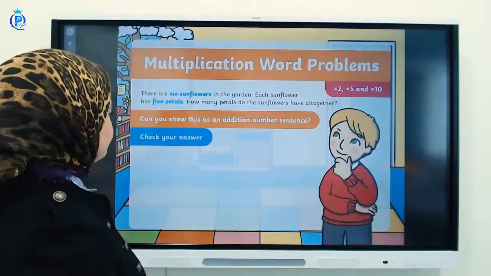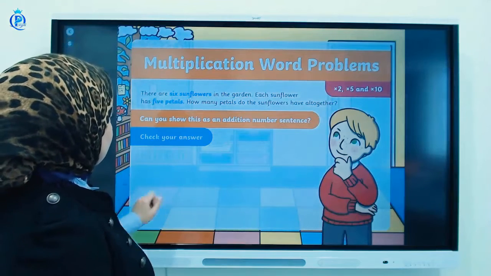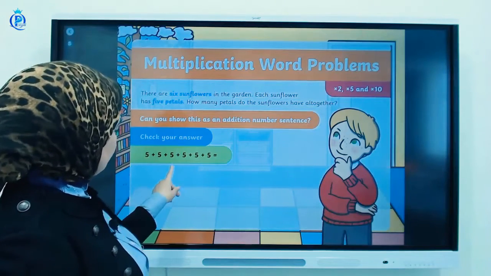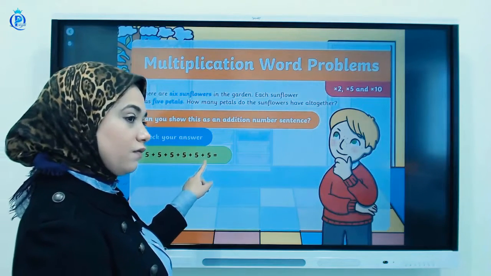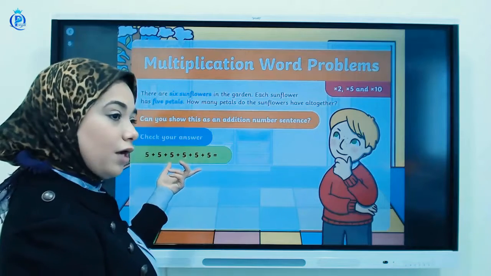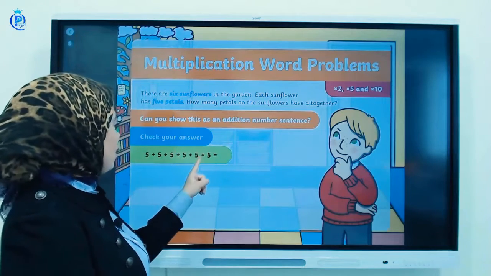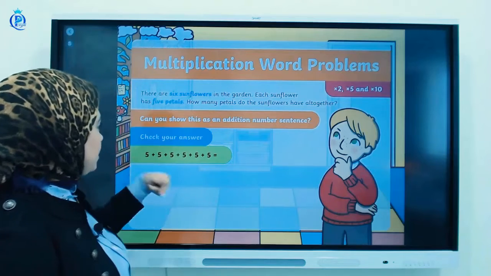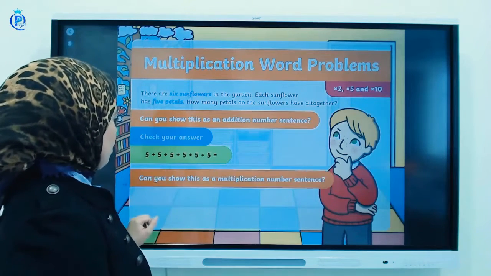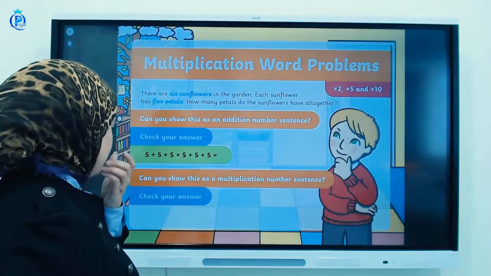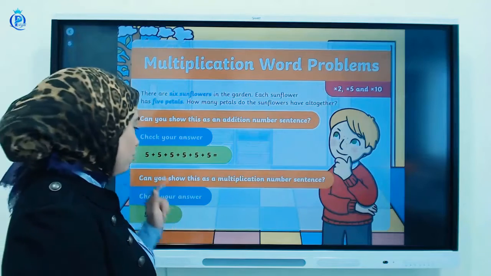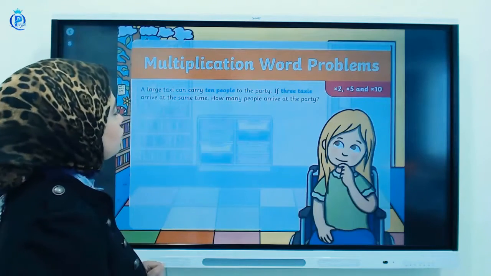Look at this. Check your answer. I can say 5 plus 5 plus 5 plus 5 plus 5 plus 5 because I have 6 flowers and every flower has 5 petals. So I am repeating 5 6 times. And how can I show multiplication? I can show it like 5 times 6. 5 times 6, right or wrong?